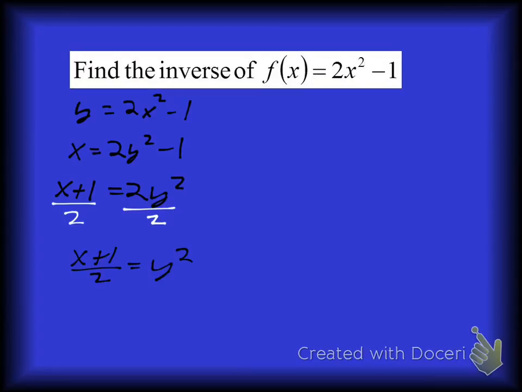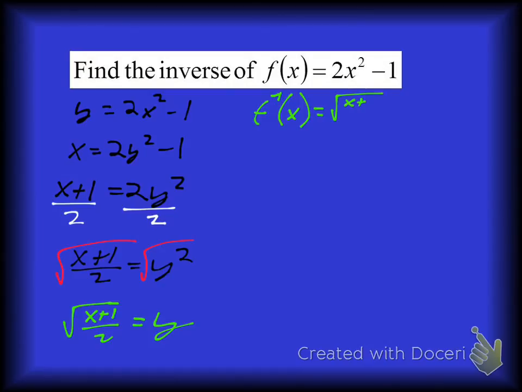Because your next step will be to square root it, and then you can just put the square root over that whole fraction. So the square root of x plus 1 over 2 equals y. And then rewrite it with a negative 1: square root of x plus 1 over 2.